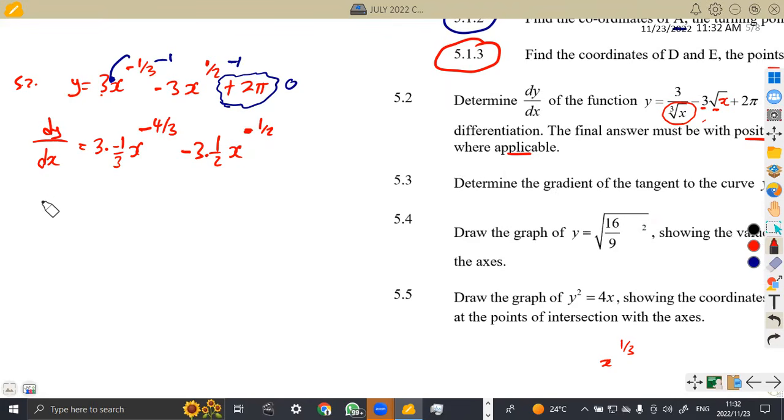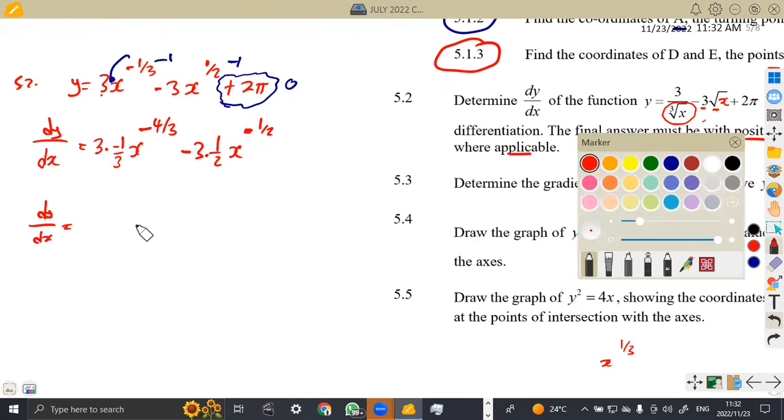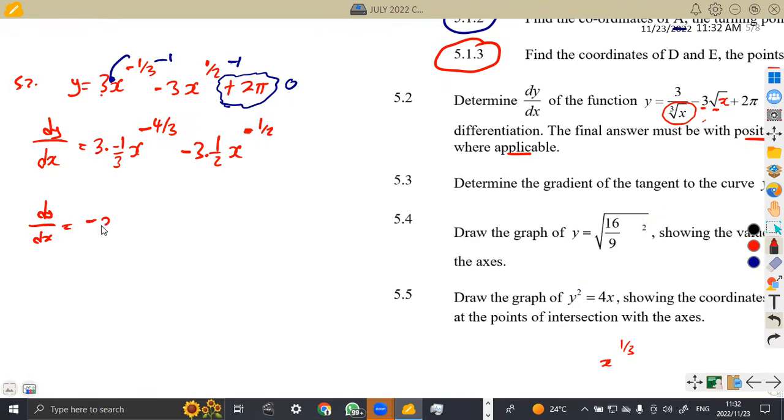All right, from this part, let's simplify. dy/dx is going to give us what? 3 times minus a third, that's minus 1. We can use a calculator. 3 times minus a third is negative 1. So we are going to have negative x to the exponent of negative 4 over 3. Then here we've got negative 3 over 2 x to the exponent of negative half.